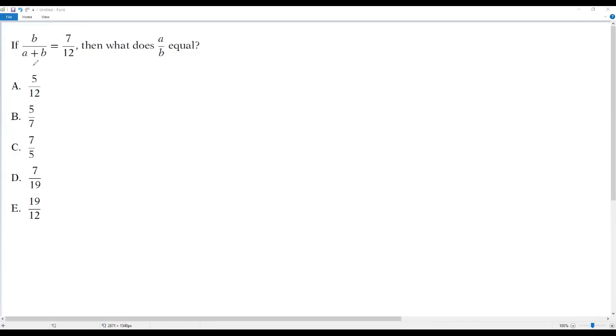If b over a plus b equals 7 over 12, then what does a over b equal? Okay, now let me take the given equation as it is, that is b divided by a plus b equals 7 divided by 12.